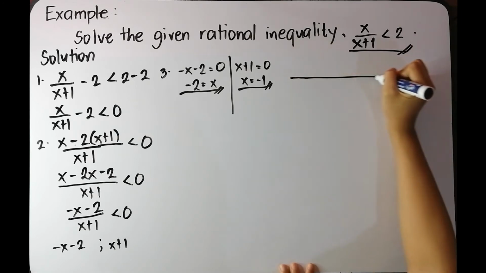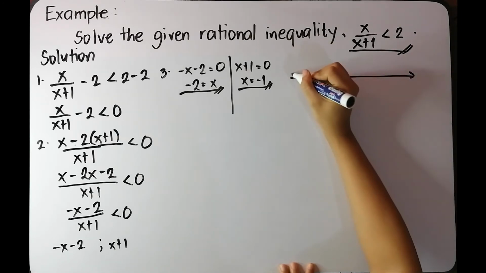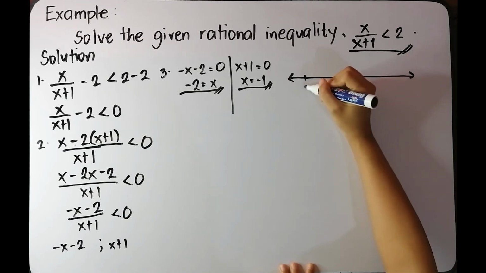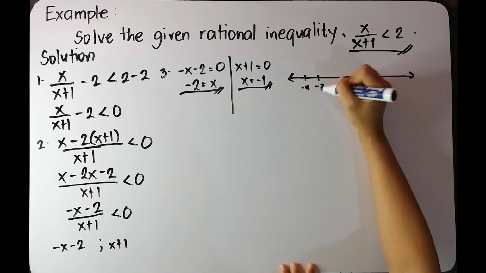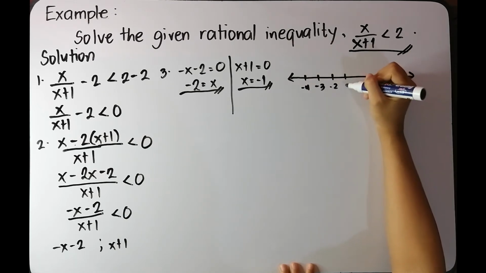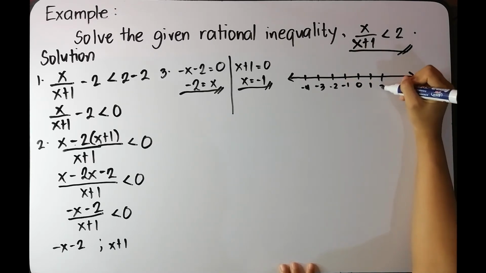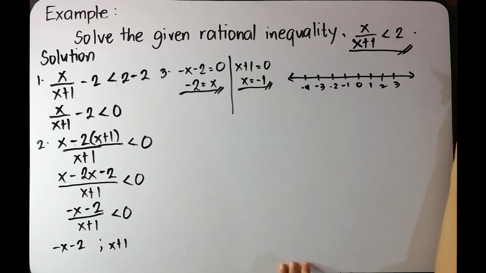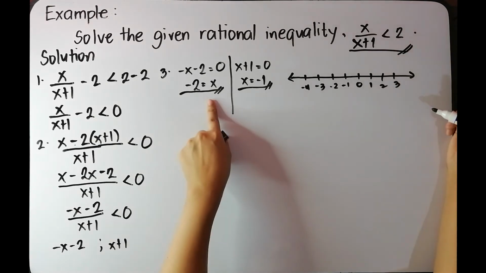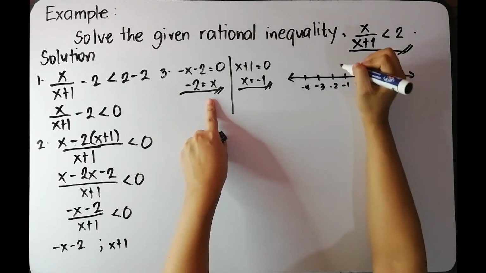So let's draw the number line here. We have negative 4, negative 3, negative 2, negative 1, 0, positive 1, positive 2, positive 3. So we have negative 2 as our first x, so we have here.